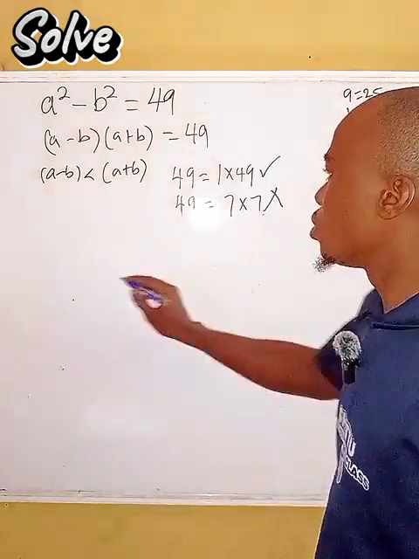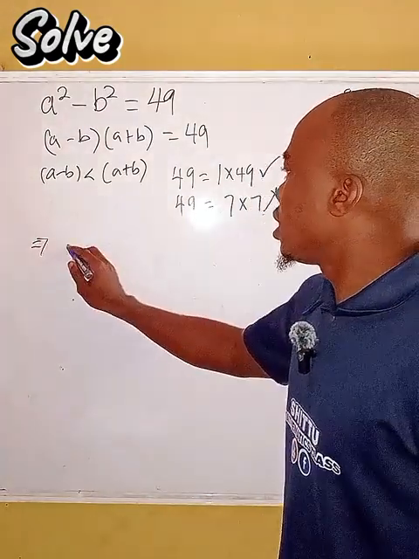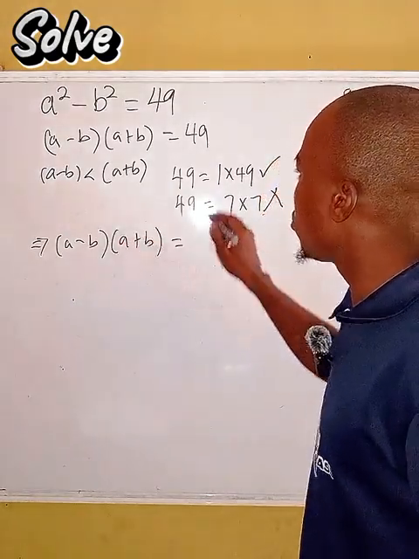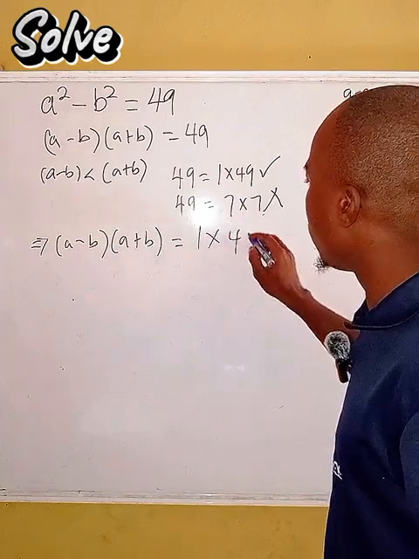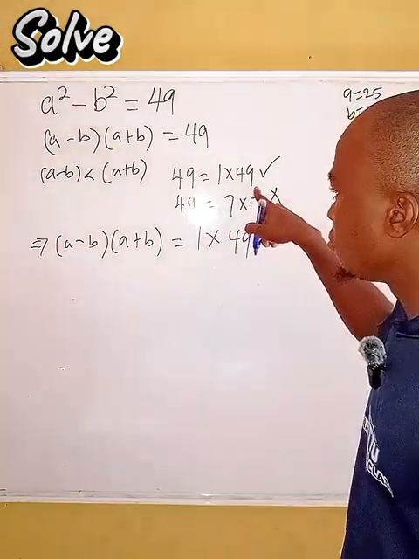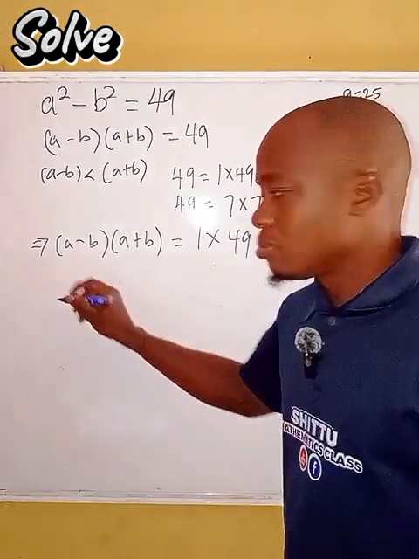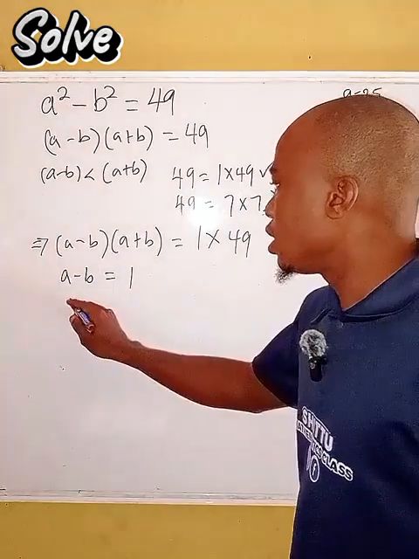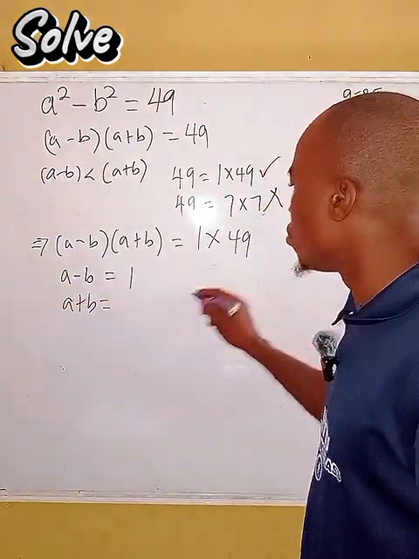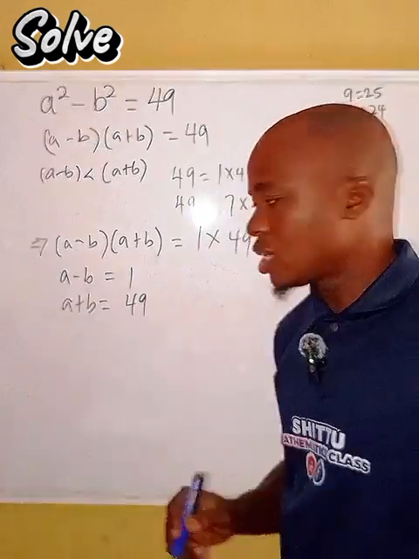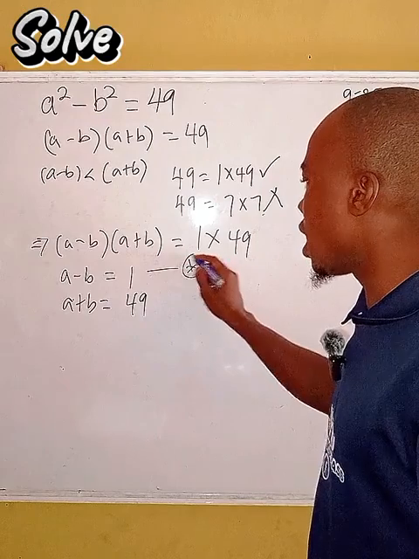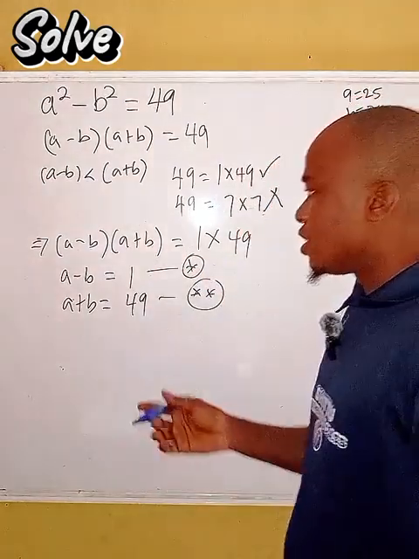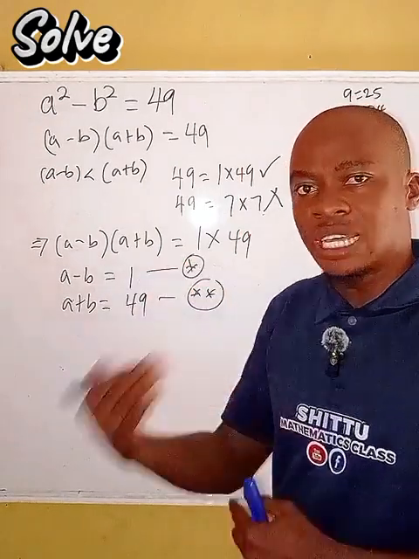Are you getting it now? So we're going to have what? a minus b times a plus b must be equal to 1 multiplied by 49, according to what we have. So now here, we do comparison. So a minus b is equal to 1. Then a plus b is equal to 49. Are you getting it now? So this is equation star, or let's call this equation star star. Now from here, we are going to solve star and star star simultaneously.